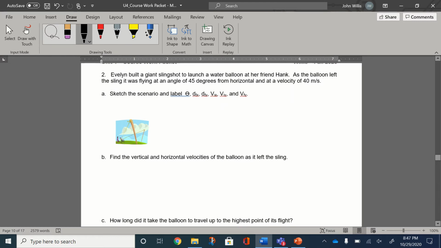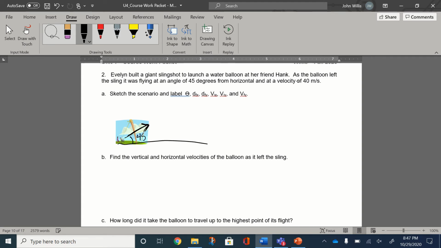Let's do something similar. We've got Evelyn building a giant slingshot in order to throw water balloons at her friend Hank. This is an obnoxiously large slingshot. If anyone built something like this, I would legitimately be impressed. But the scenario is still the same. Hopefully we're sending water balloons. It looks like Evelyn is sending Hank here. I'm not asking questions. I'm not paid enough to ask those questions.